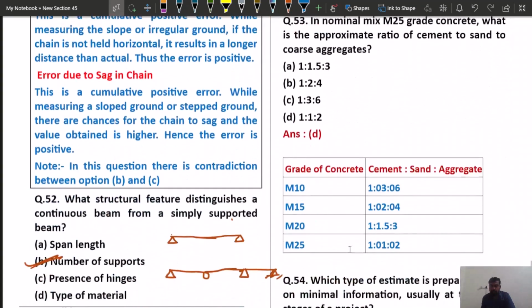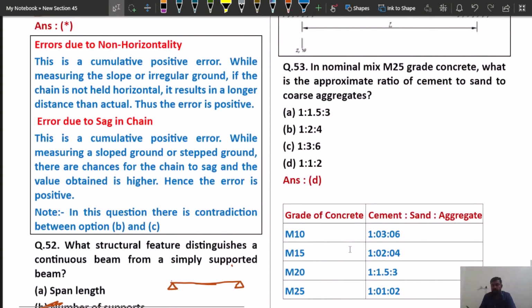Now proceeding on next question. In nominal mix M25 grade concrete, what is the approximate ratio of cement to sand to coarse aggregate? Here we can see for M10 it is 1:3:6, for M15 1:2:4, for M20 1:1.5:3, and for M25 1:1:2. So correct option will be D. Now proceeding on next question.